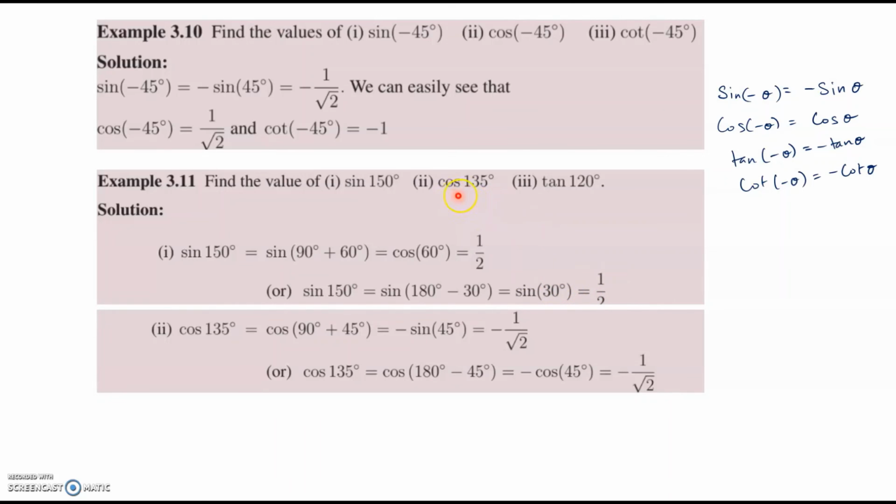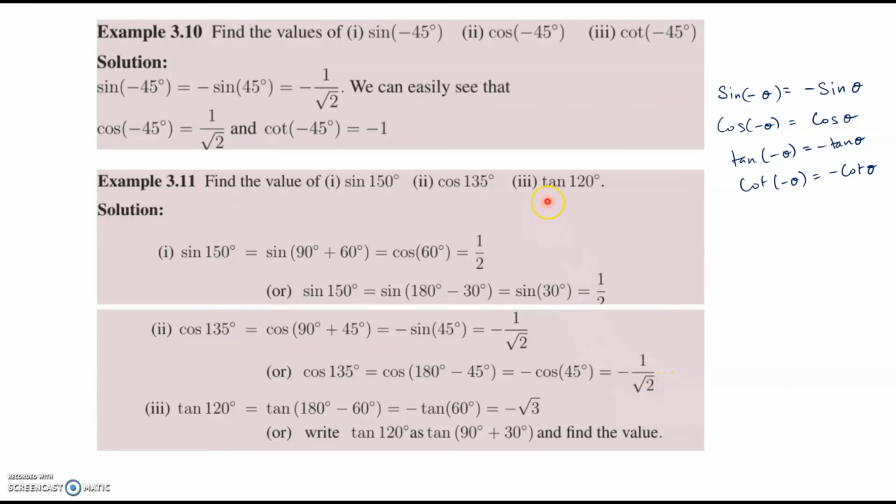So 180 minus 30 degrees will become sine 30 degrees. Again, sine 30 is 1 by 2. Next problem, which is cos 135. So we can write cos 135 as cos of 90 plus 45. So cos 90 plus theta is minus sine theta. So minus sine 45 degrees. Sine 45 degrees is 1 by root 2, so your answer will be minus 1 by root 2. Alternatively, you can also write cos 135 as cos of 180 minus 45 degrees. So cos of 180 minus theta would be minus cos theta, which is minus cos 45 degrees here, and that's equal to minus 1 by root 2.